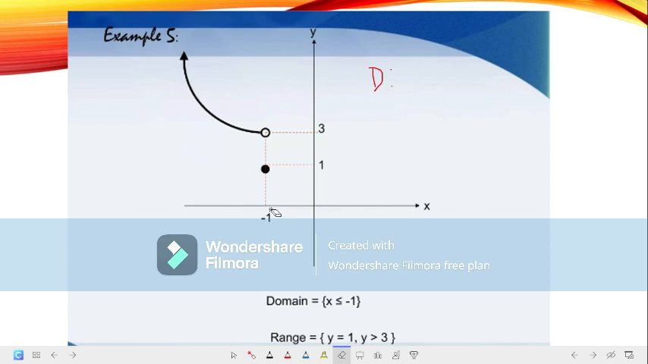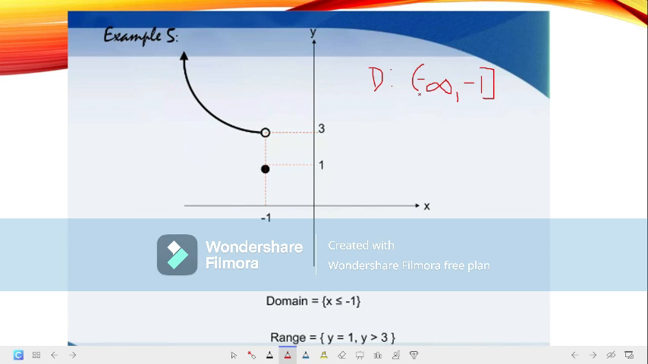So our domain would be this one. We are going to write the set from left to right, so we will have negative infinity, then comma, -1, then we will use the closed square bracket. Meaning to say, -1 is included in the set of domain towards the negative infinity.